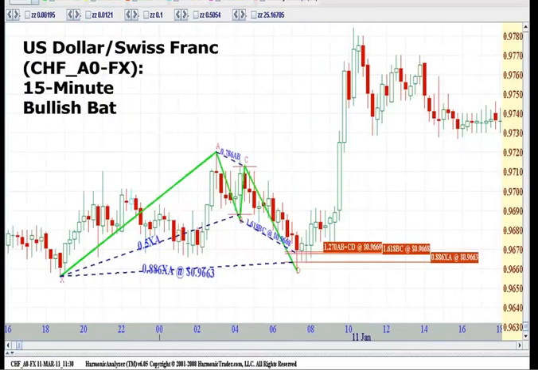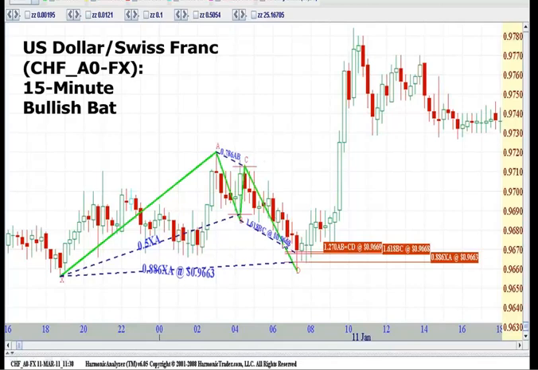Here on the US dollar Swiss franc on a 15-minute basis, we have another bullish bat. First place to look, always, B point. What's the B point say to you? It says we're at a 50% level. So what's our proper expectation? Our proper expectation is that this M-type structure is going to have a deeper retest of the initial point at X, so we use these measurements.